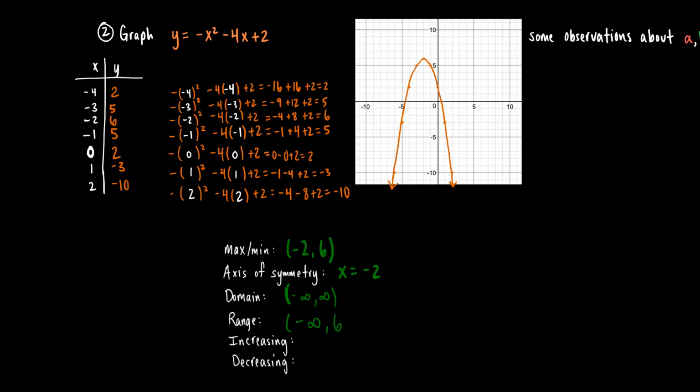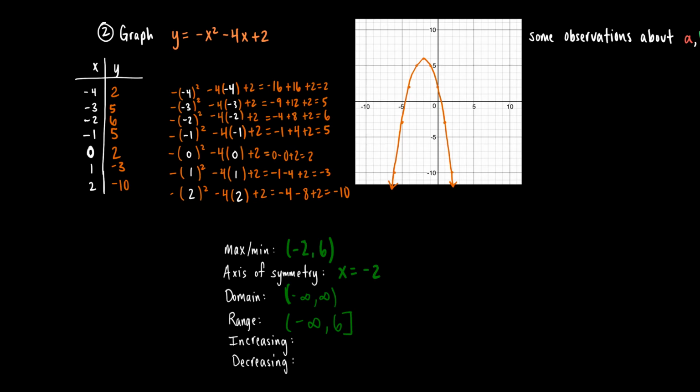Now, should we include 6 in the range? Does the y value ever actually equal 6? So if we come over, the y value does equal 6 there, so yeah, we should include it. So let's put a bracket there instead of a parenthesis. That means we're going to include the 6.